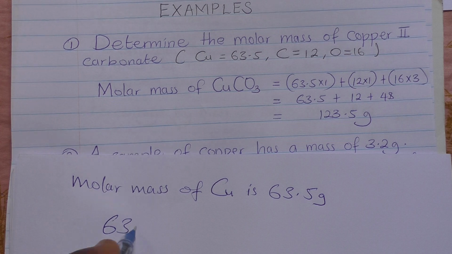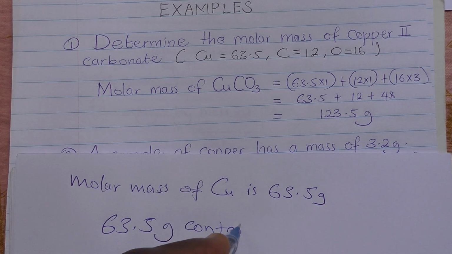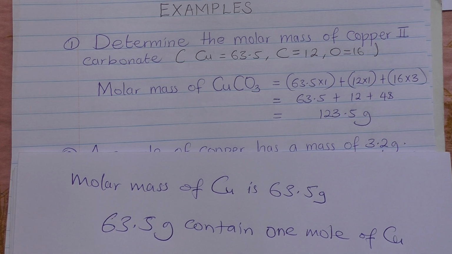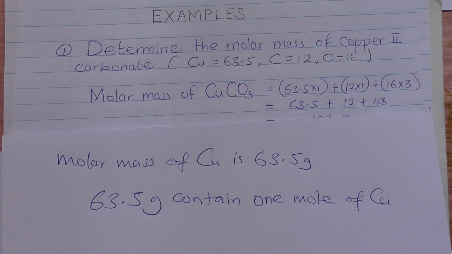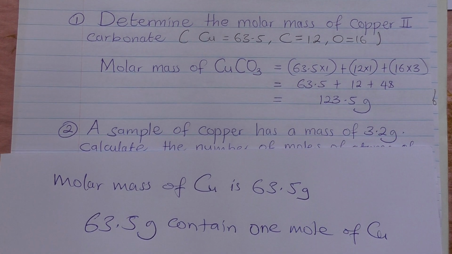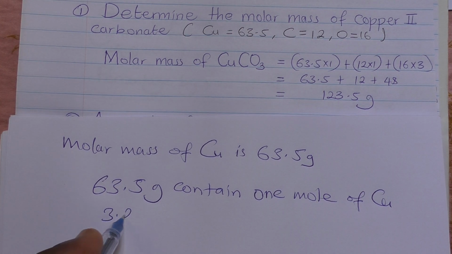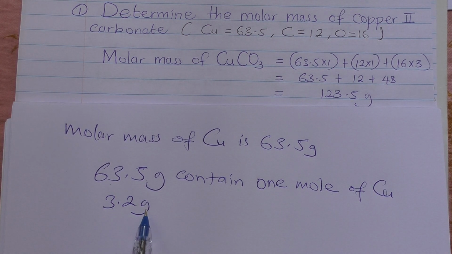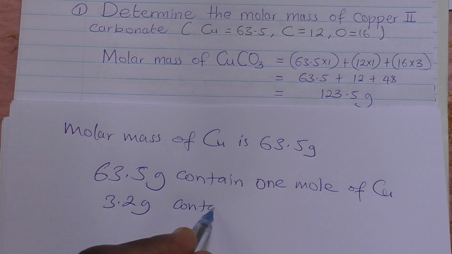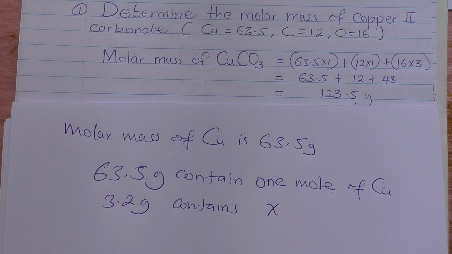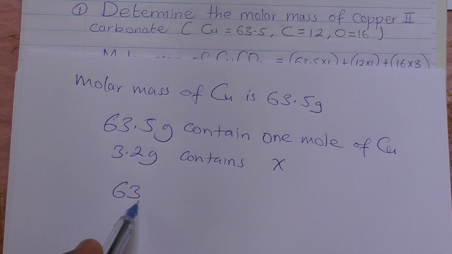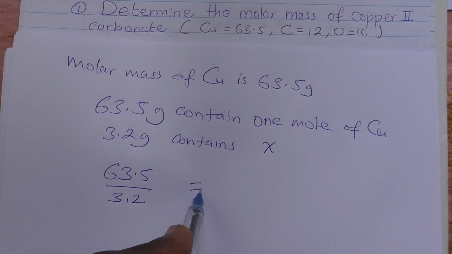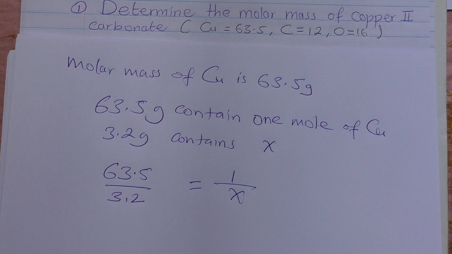That means that 63.5 grams contain 1 mole of copper. That is what is in 1 mole of copper. Then they are asking for the number of moles in 3.2 grams. So if 63.5 contains 1 mole, what about 3.2 grams? So this will contain, let's say X, because we don't know. And now we take ratios, that is 63.5 over 3.2 equals 1 mole over X moles.